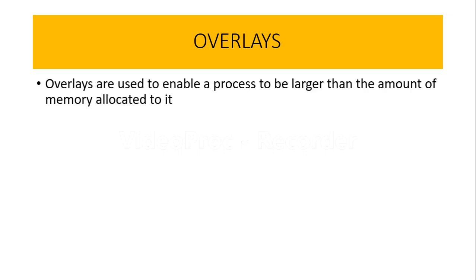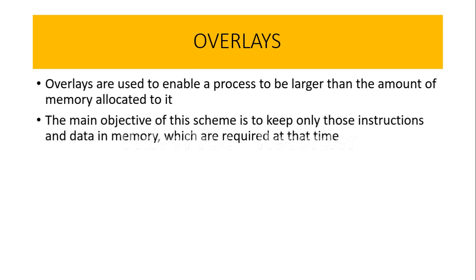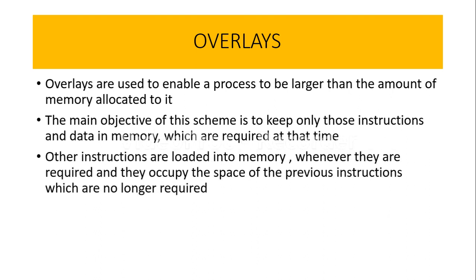The main objective of using overlays is to keep only the instructions and data required for the execution of the program in the main memory. The other instructions we are going to load whenever they are required, and they are going to occupy the space of the previous instructions which we are not going to use further. So these are the points. You can go through it and I'll be explaining this concept with the help of an example.